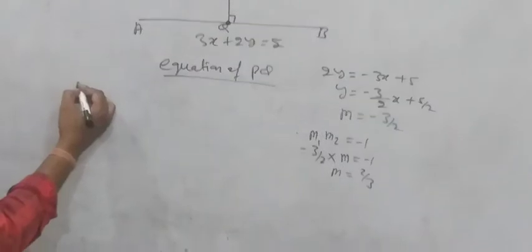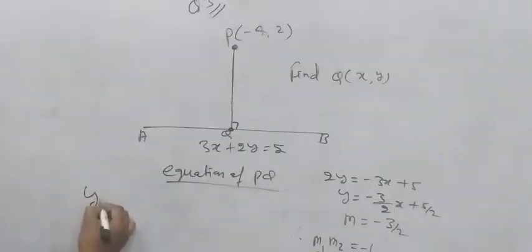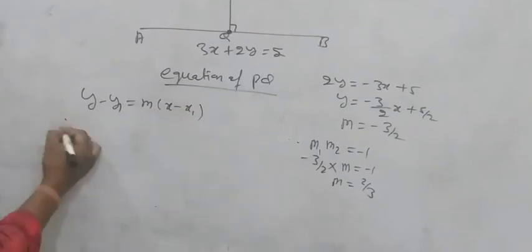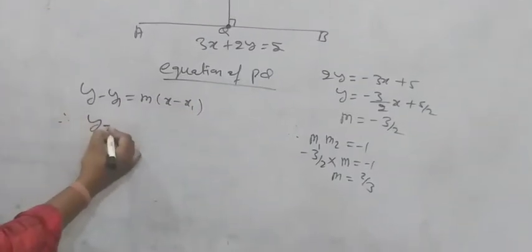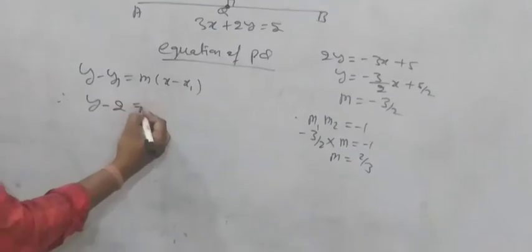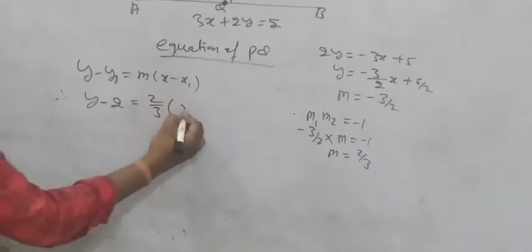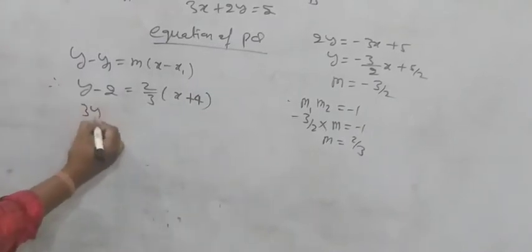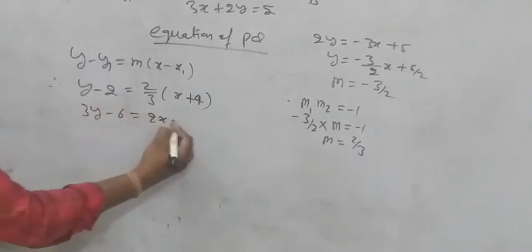Now the equation of the line: y minus y1 is equal to m(x minus x1). So y minus 2 is equal to m, which is 2/3, into (x minus x1), here x plus 4. Now 3y minus 6 is equal to 2x plus 8.